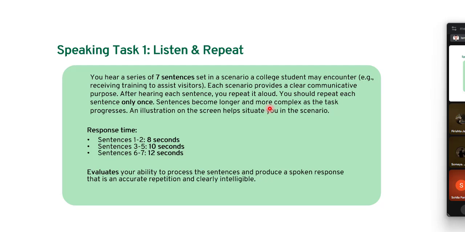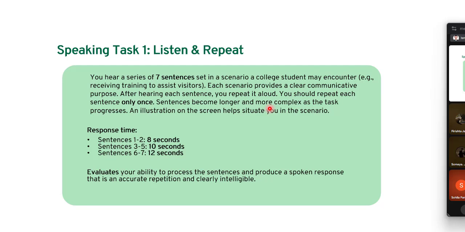The next thing is it is actually evaluating our ability to process the sentence and produce a spoken response that is an accurate repetition. And the repetition should be clearly intelligible. It means it should be understandable. If it is not understandable, again, it will affect your score negatively. So the repetition should be accurate. Missing even one article or one preposition can change the score. So it should be as accurate as possible and understandable.